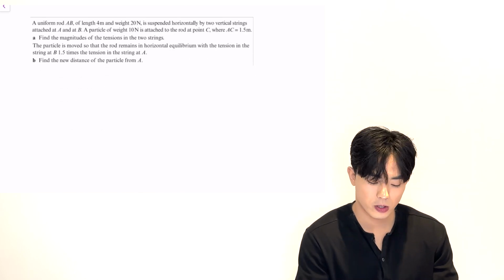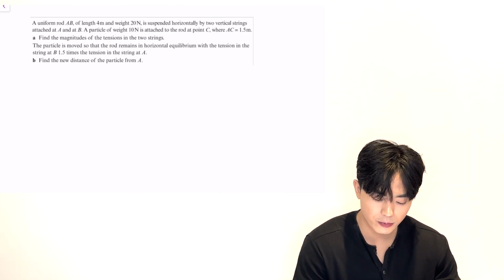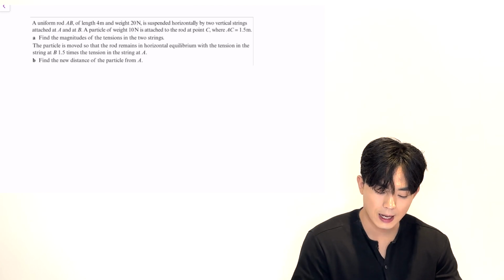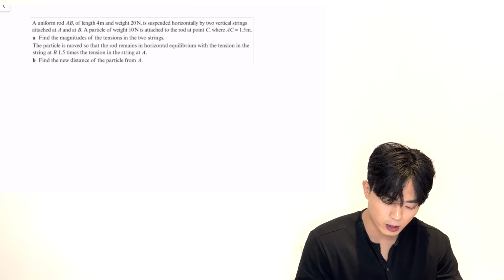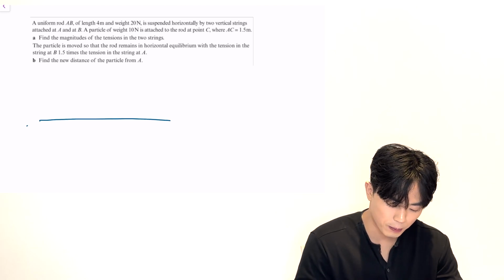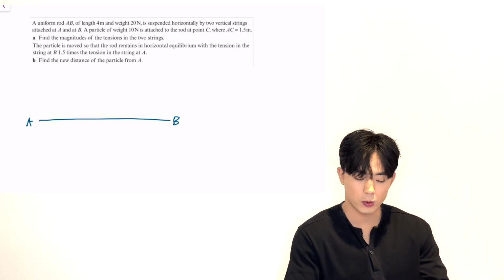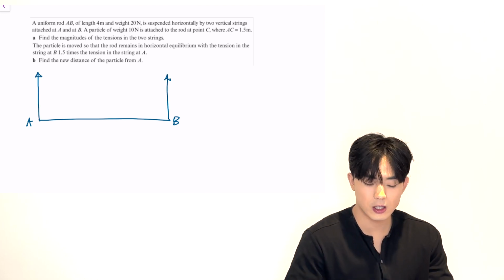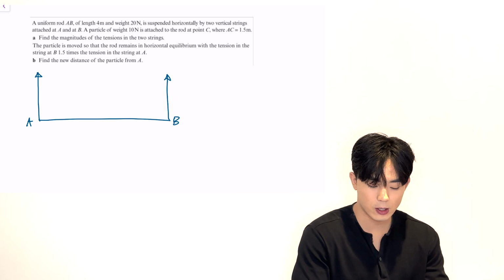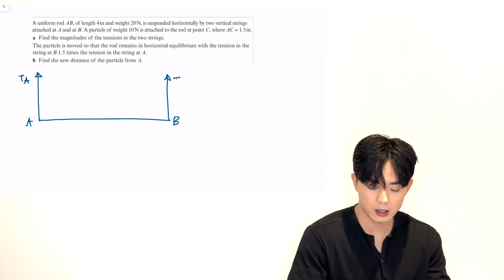Right, let's try another question here. So we have a uniform rod AB of length 4 meters and weight 20 newtons, and it's suspended horizontally by two vertical strings attached at A and B. So always draw it just to visualize it. So we have A and B. Now rather than supports, we're actually connected by strings, so the strings act upwards. And if there are strings, rather than reactions, we call them tensions. So we're going to call them TA and TB, like so.